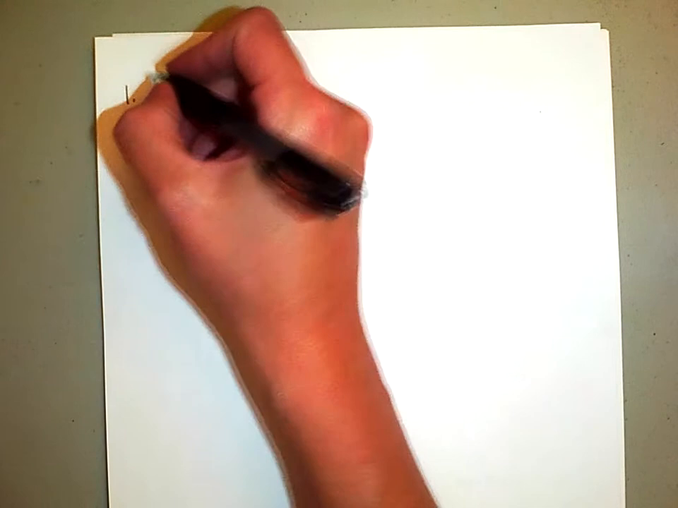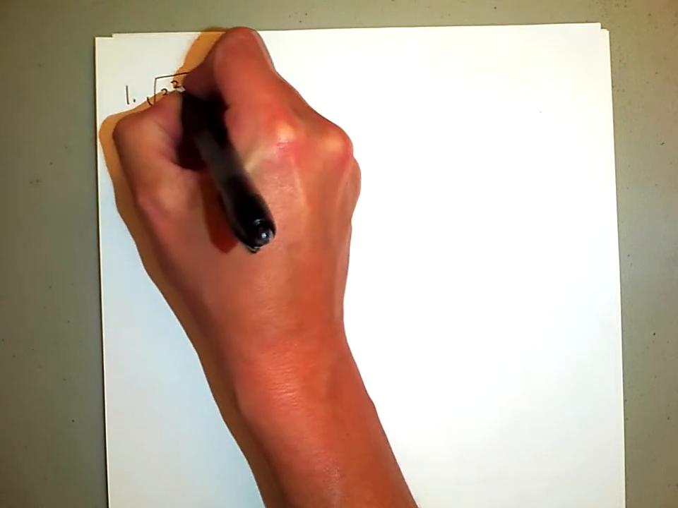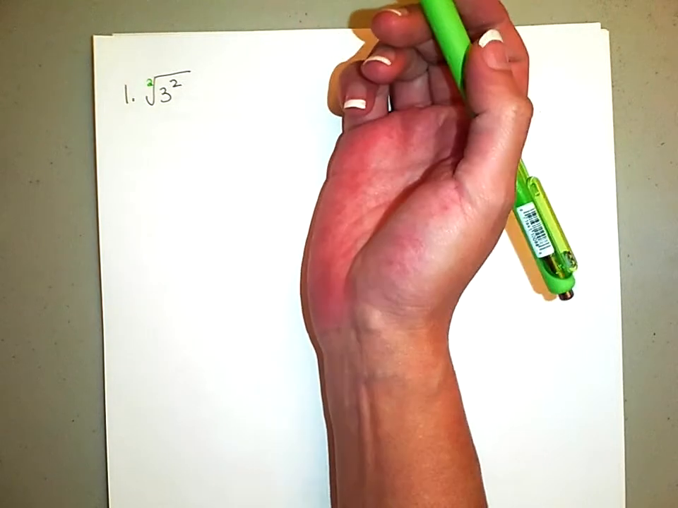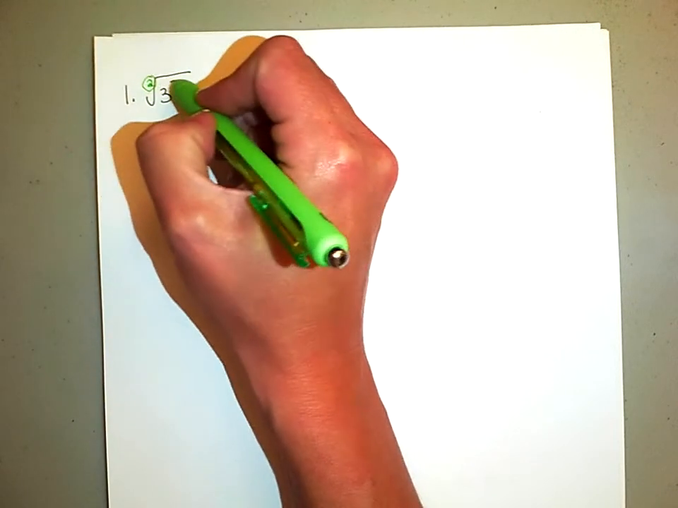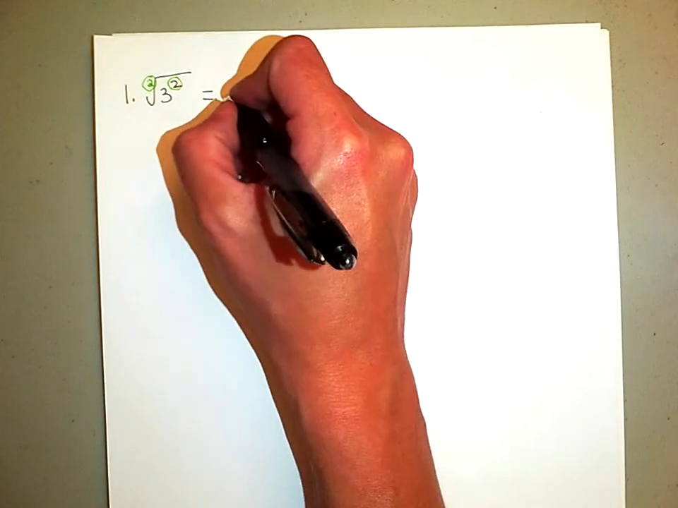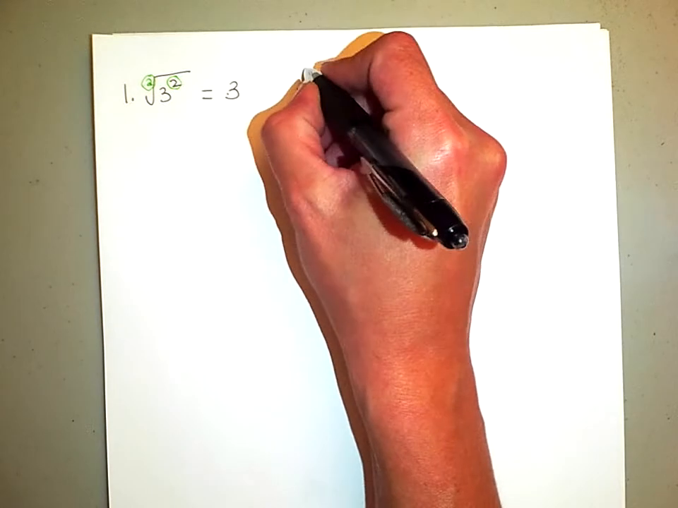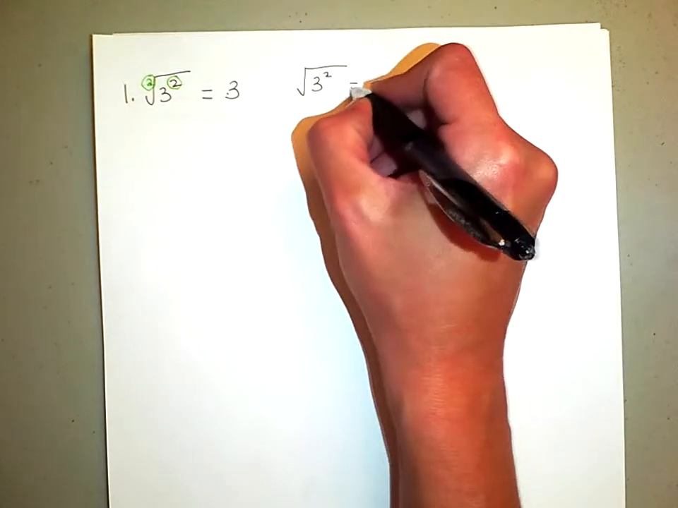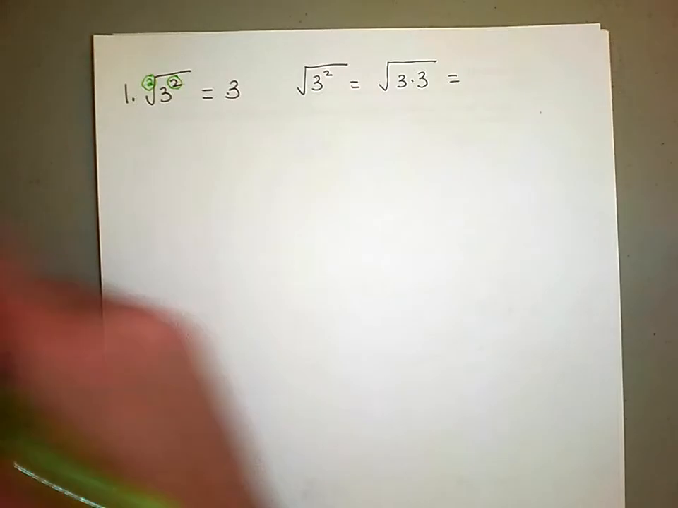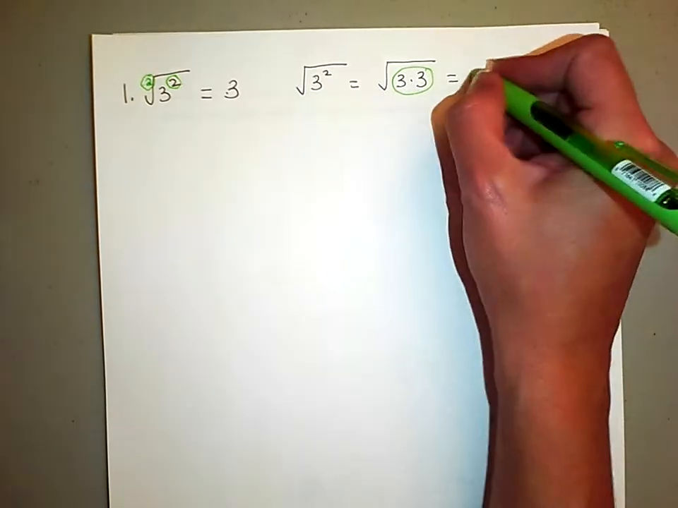Okay, so let's look at some examples. In number 1, we have the square root of 3 squared. Remember that the index, or the n, on the square root, when we don't see it, is really 2. So if we use our first rule, these two match, so the answer should just be 3. Another way to think about this is the square root of 3 squared is the square root of 3 times 3. And since there's a group of 2 3's, the answer is just 3.